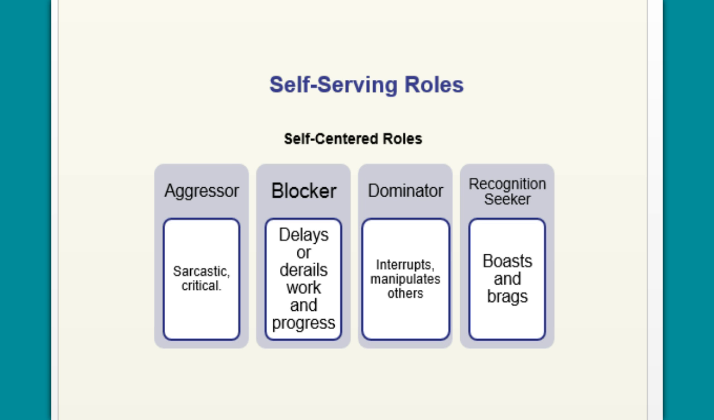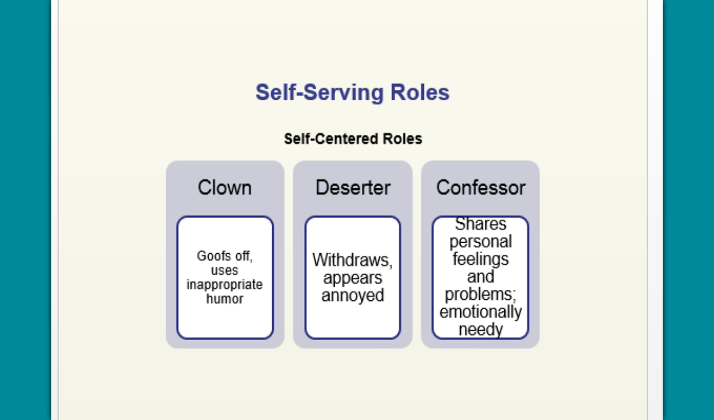Now, there's also the self-serving roles. So these are considered negative roles. Obviously, they're promoting the individual as opposed to the group. So people will have different motives for engaging as an aggressor, a blocker, a dominator, a recognition seeker. Ideally, you don't want to do these things. That's just going to maybe satisfy some need you have as an individual, but it's dysfunctional for the group. Just as being a clown, deserter, confessor, those are not going to help the group meet its objectives.